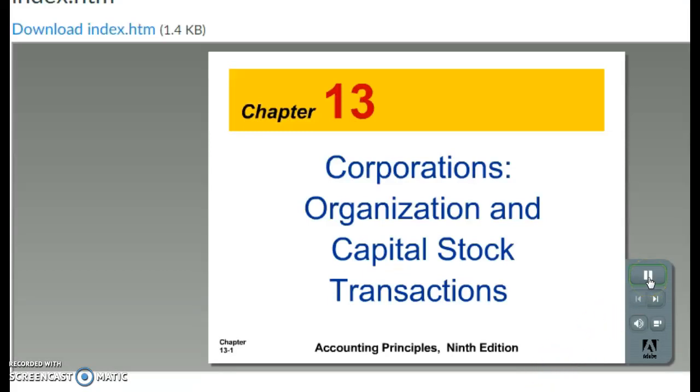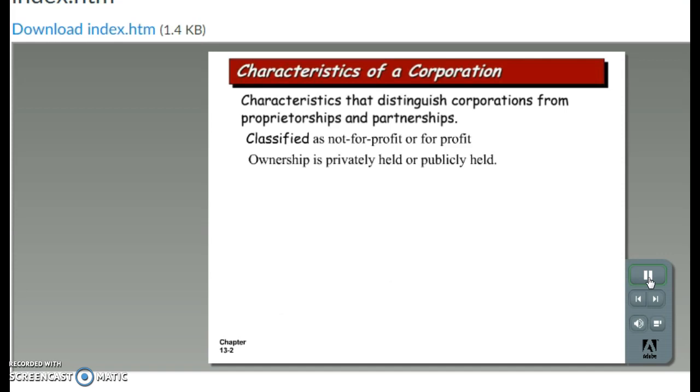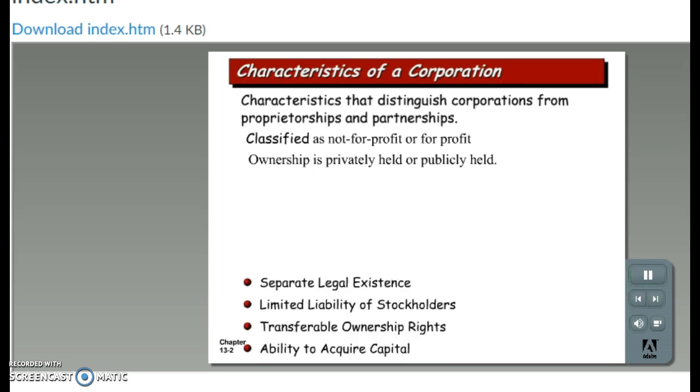Chapter 13, Corporations, Organization and Capital Stock Transactions. Corporations can be classified as either not-for-profit or for-profit. The ownership is either privately held or publicly held.